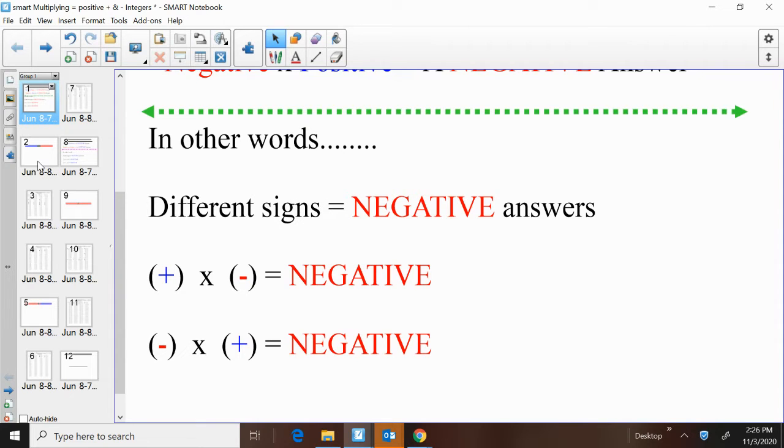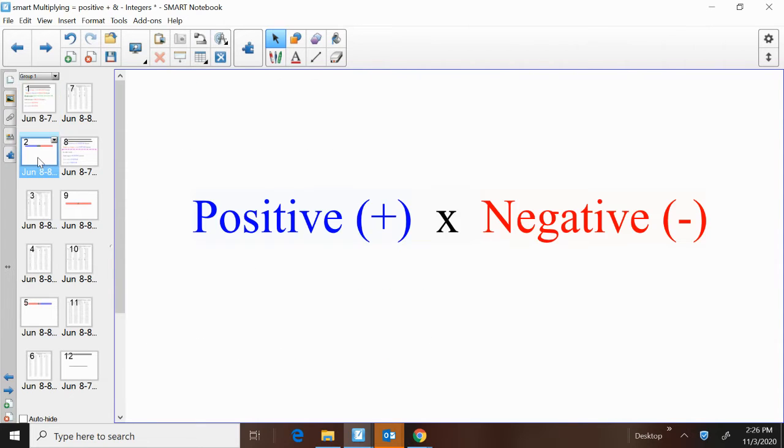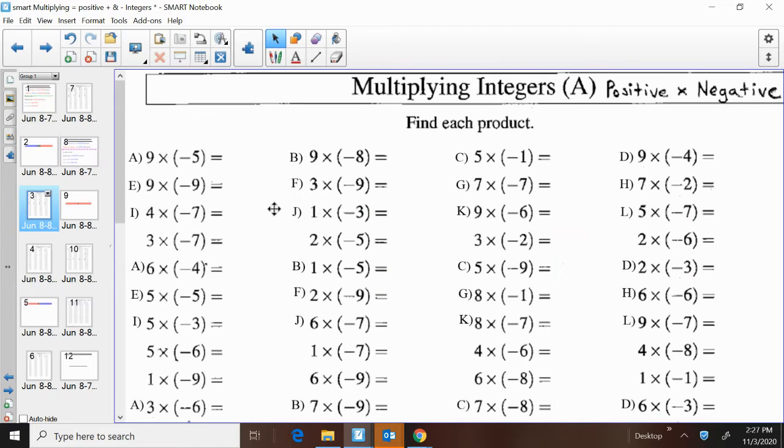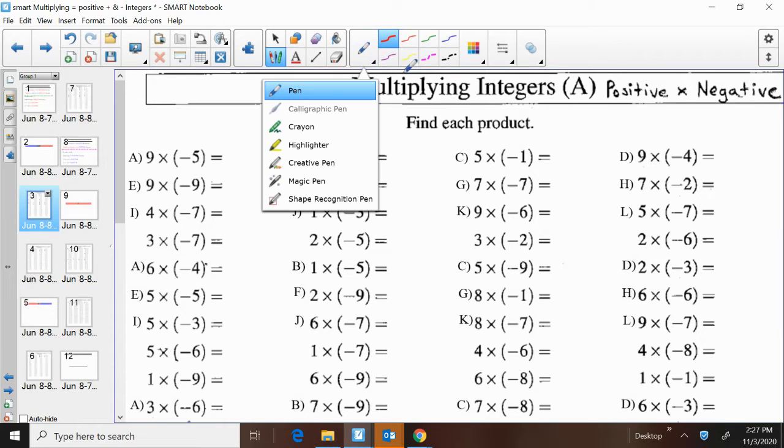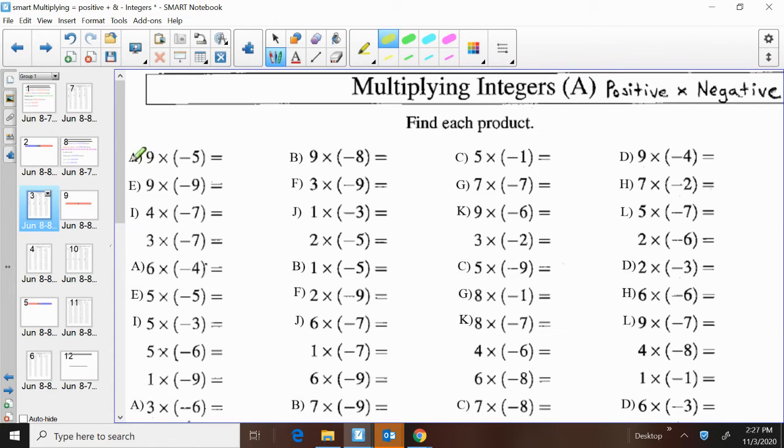So let me show you just a couple examples of what you'll be doing here. For example, positive times a negative. So here's a couple problems. Just going to go through a couple of these. So I have these grouped A through L. I'm certainly not going to do all these because you won't need them. But let's just take a look at the first row here, and then I think you'll get the gist of it. Okay, so we're going to look at those problems here.